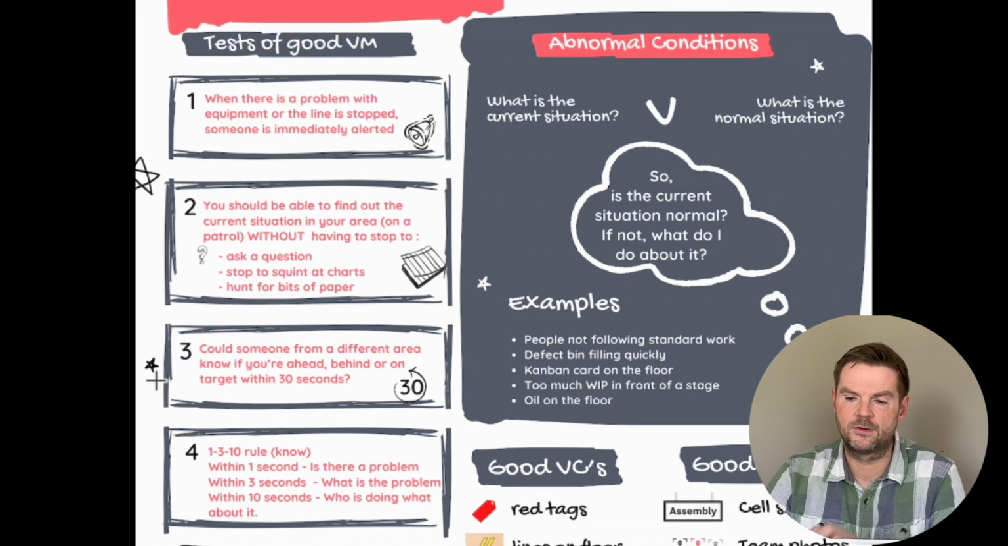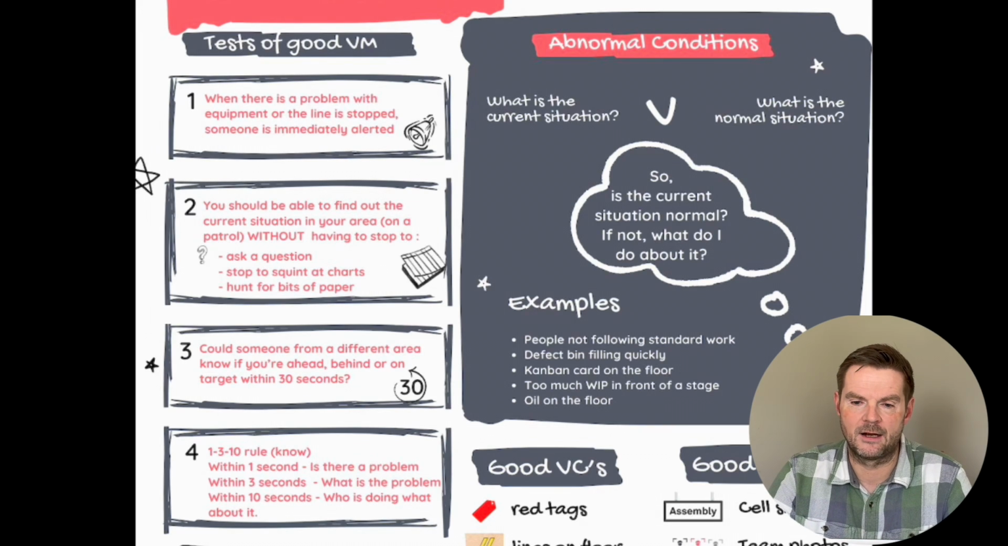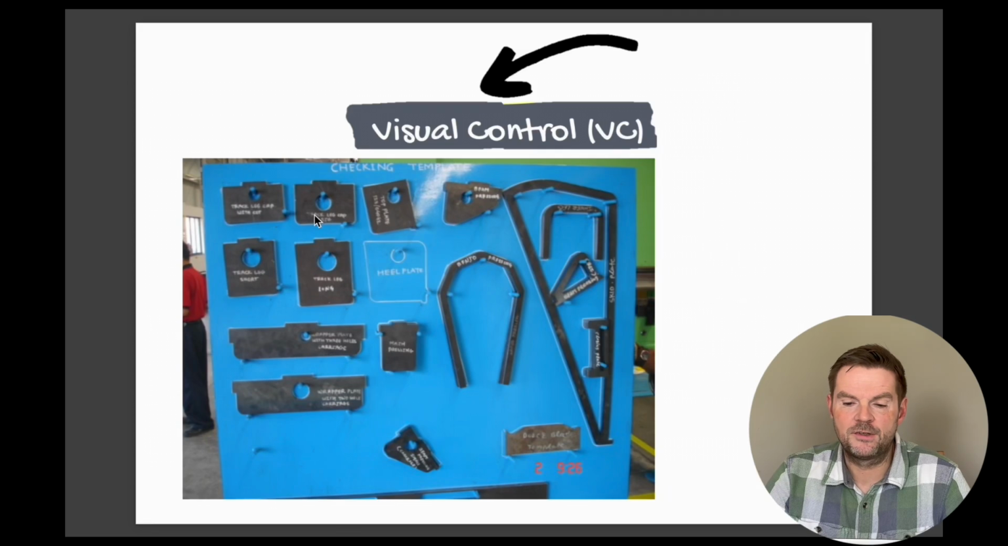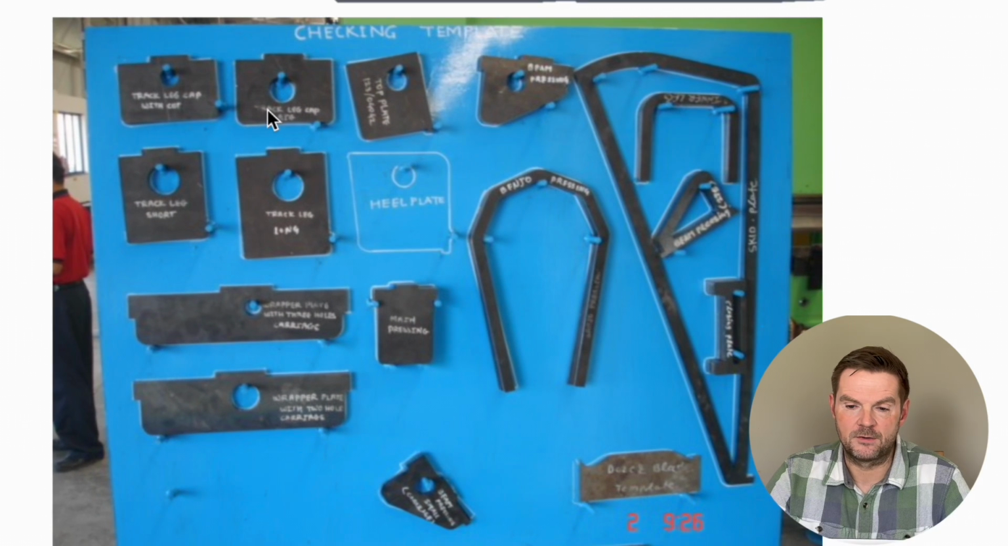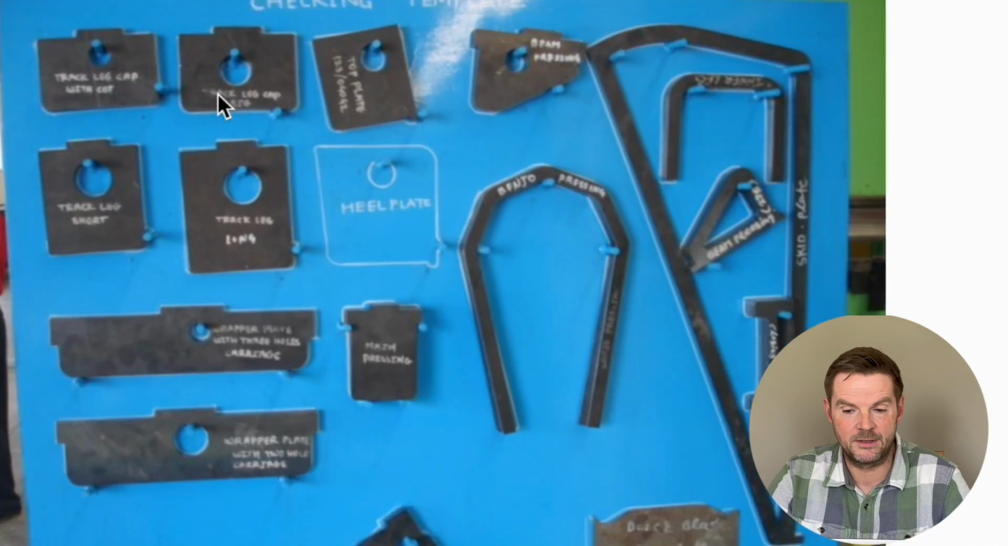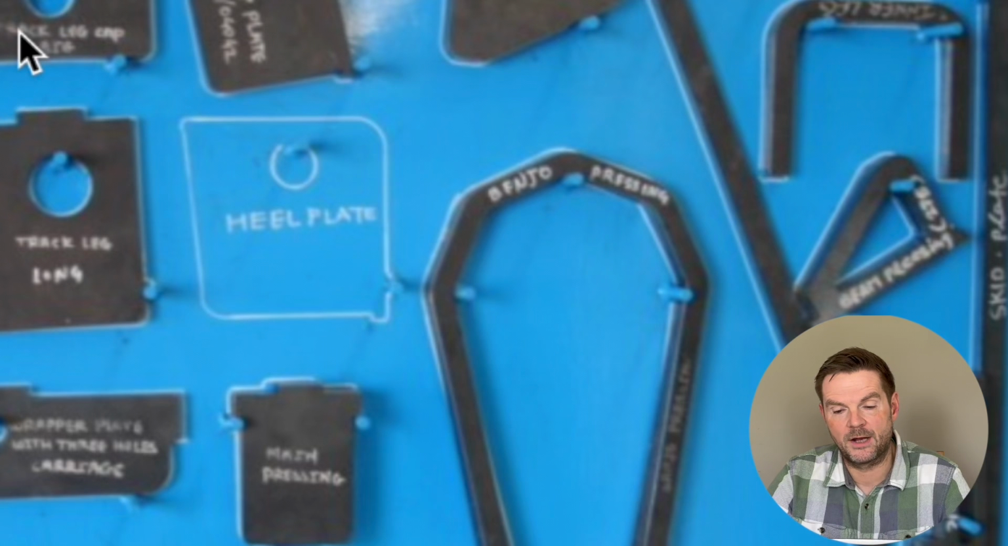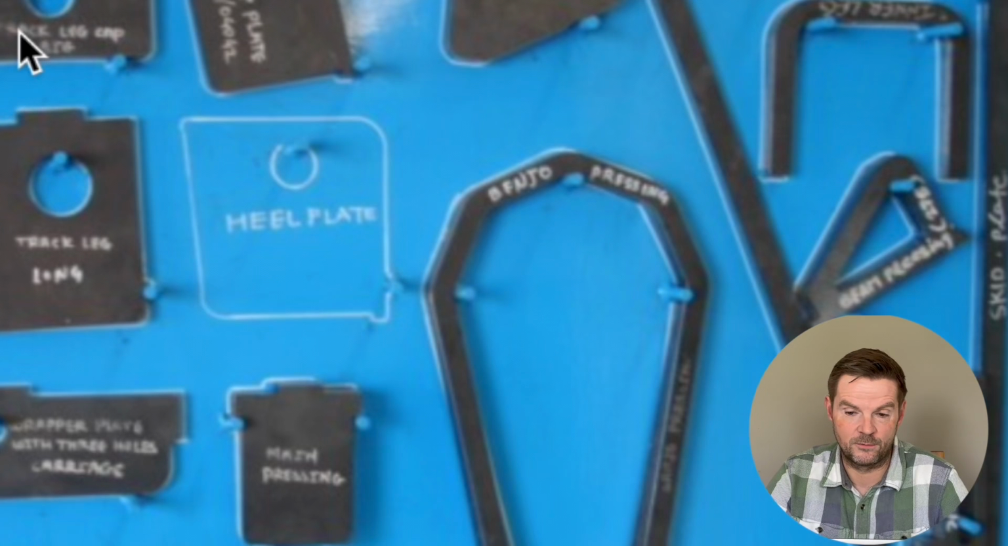Firstly, visual controls and visual displays. Let's make that clear. I'm going to give you an example. Here you can see a board. It was a factory in India, and it's a board where they have check-in templates for a press. This is a visual control. It's a visual control because you can see what's missing. So there's a heel plate missing, so you know that that must be on the press. That's the part we're running, and that template is in use. If it's just missing, then you know it's missing before you actually need it.